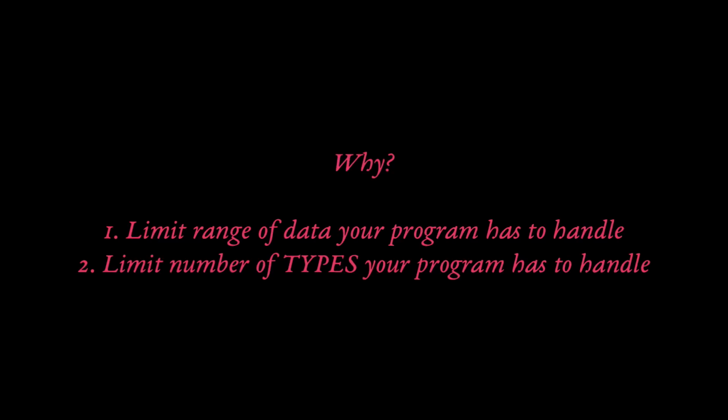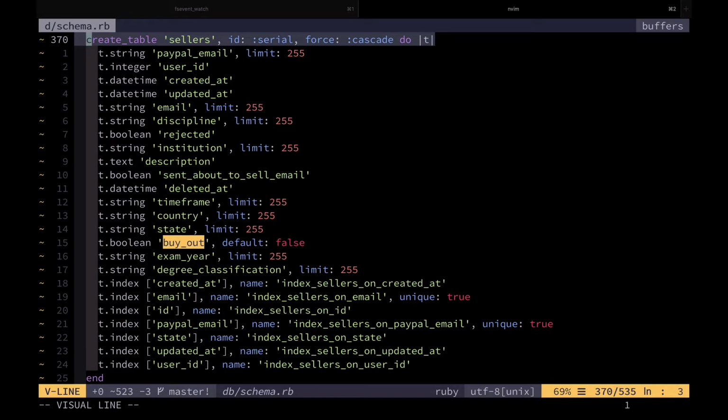The first big advantage of using data constraints is that you limit the range of values that your program has to be able to handle. Principal among these is you limit the number of types that your program has to handle. For example, by removing the ability for null to appear as a type on columns such as booleans. Let's look at an example here.